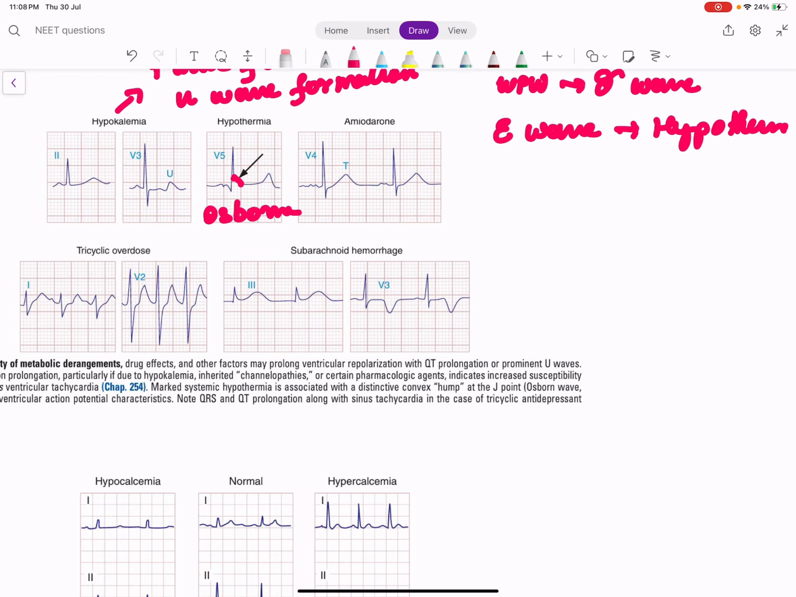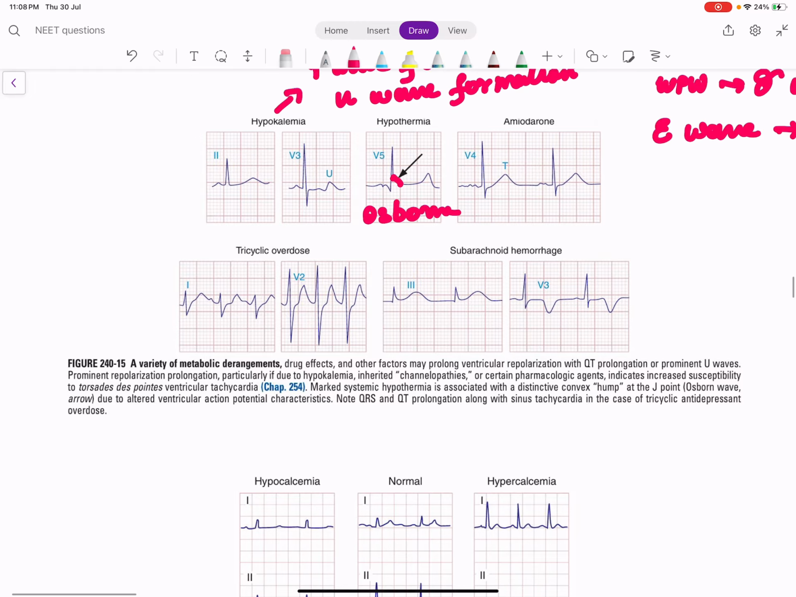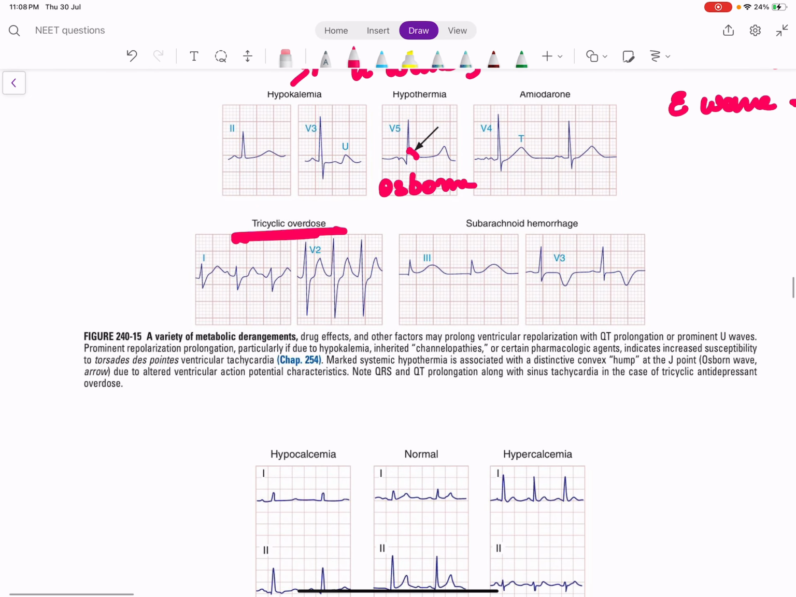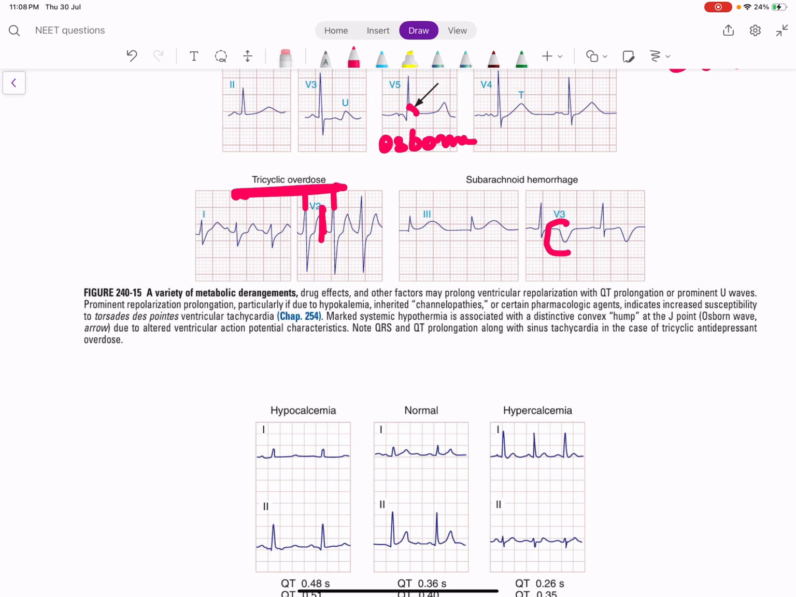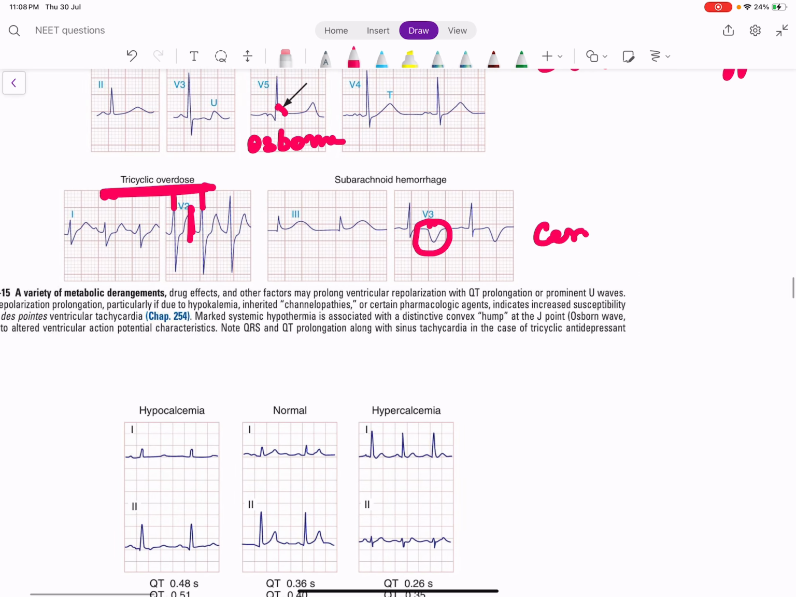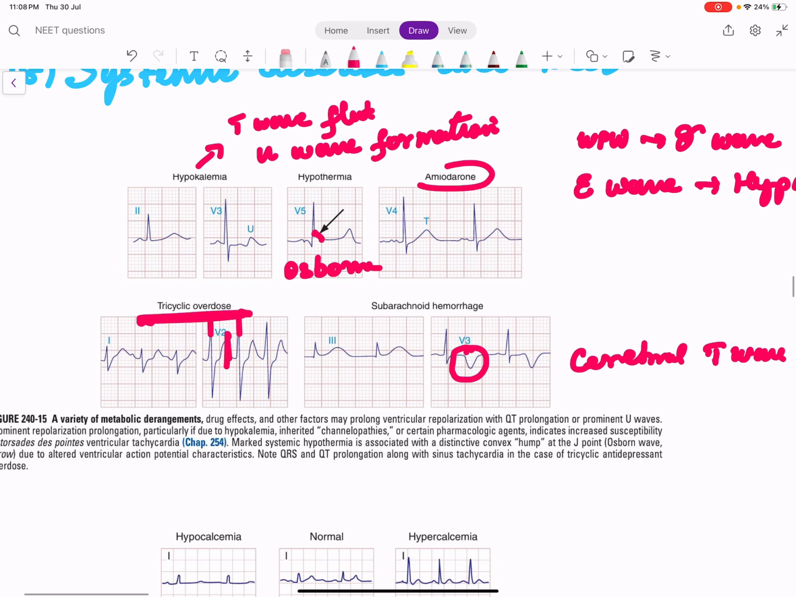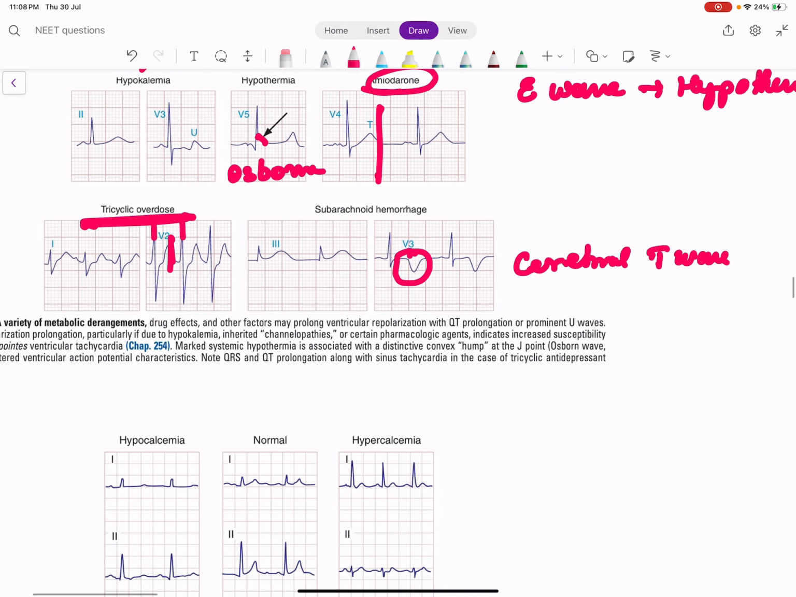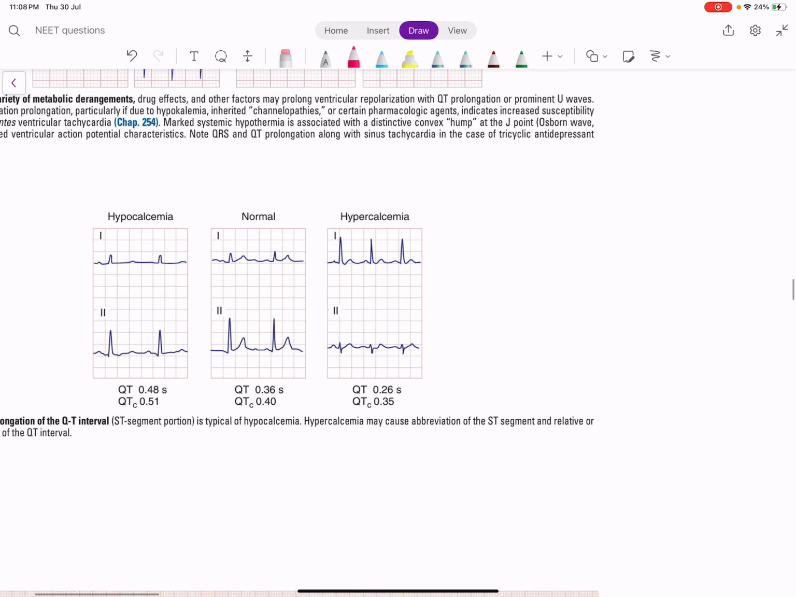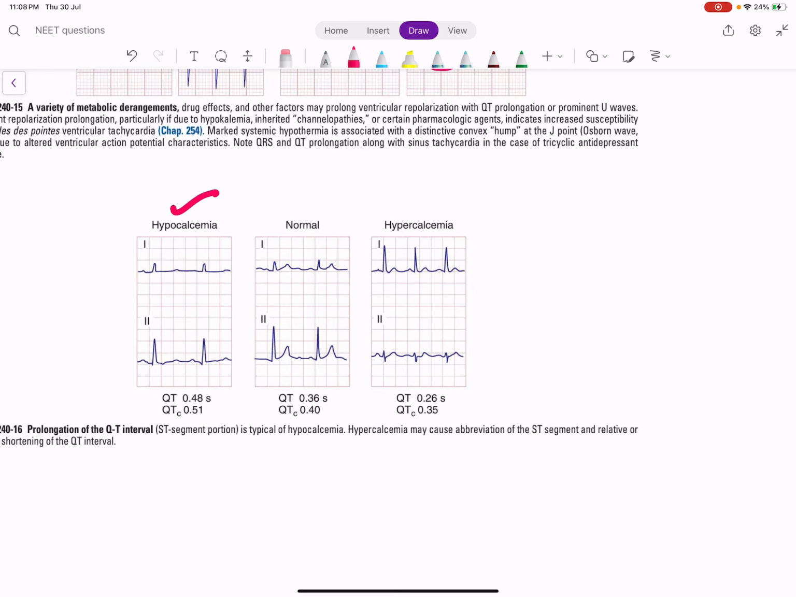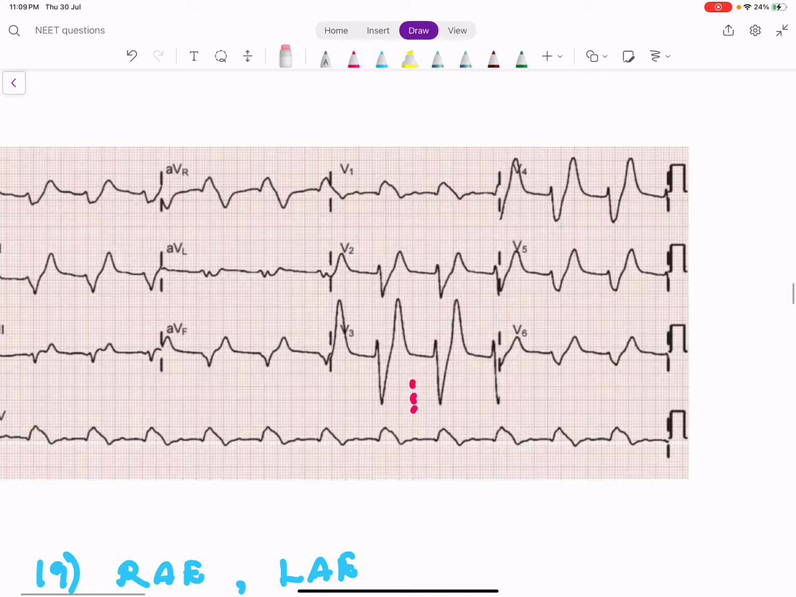Amiodarone toxicity, and tricyclic overdose. Tricyclic overdose causes QT prolongation. See, RR, QT is more than 50% of the RR interval. Subarachnoid hemorrhage causes T wave inversion. It's called cerebral T waves. Amiodarone is a class 3 antiarrhythmic, a potassium channel blocker. It also causes QT prolongation. See, hypocalcemia causes QT prolongation. The opposite, hypercalcemia, causes shortening of QT. It's very short.